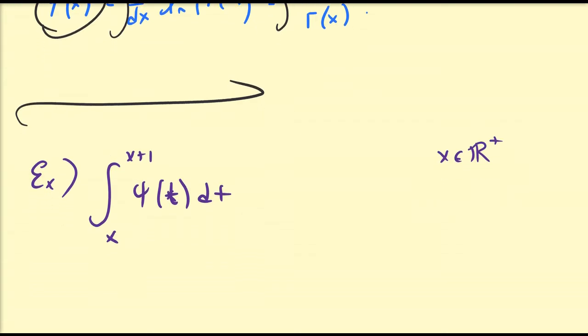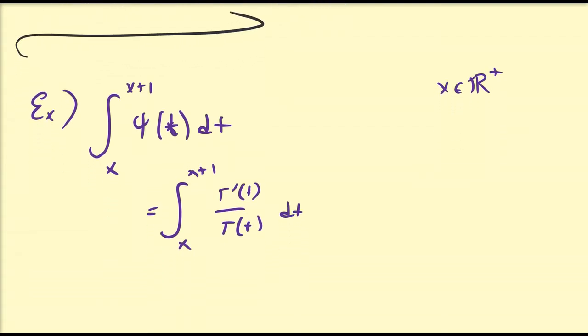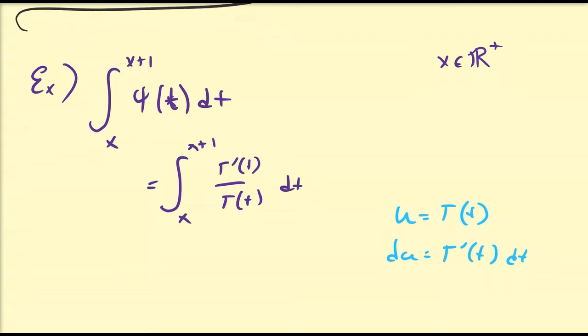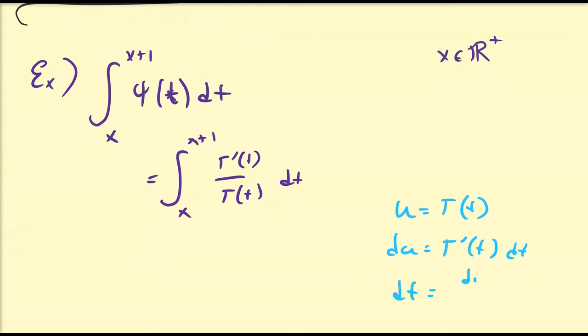So we can rewrite digamma as what it's defined to be. So the integral from x to x plus 1 of gamma prime of t over gamma of t. And now we can use u substitution. So we have the derivative of gamma and gamma itself. So we're going to let u be equal to gamma of t. So that means du is going to be gamma prime of t dt. Therefore dt is going to be equal to du divided by gamma prime of t.